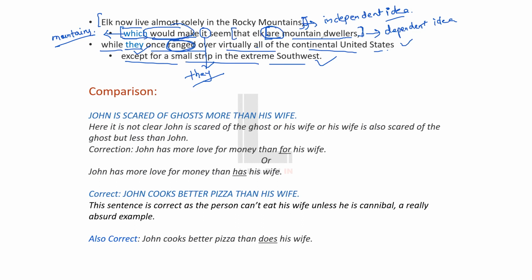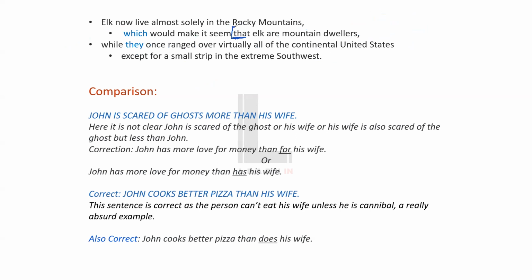Okay, this also had to be separated. I forgot, right? That has been used here. Remember, whenever you see that, this is also a relative pronoun. So this that also needed to be separated. That elk are, subject verb, mountains. Elk now live, subject verb. They once ranged, subject verb. Okay, except for, I have just separated this because it was getting too long.